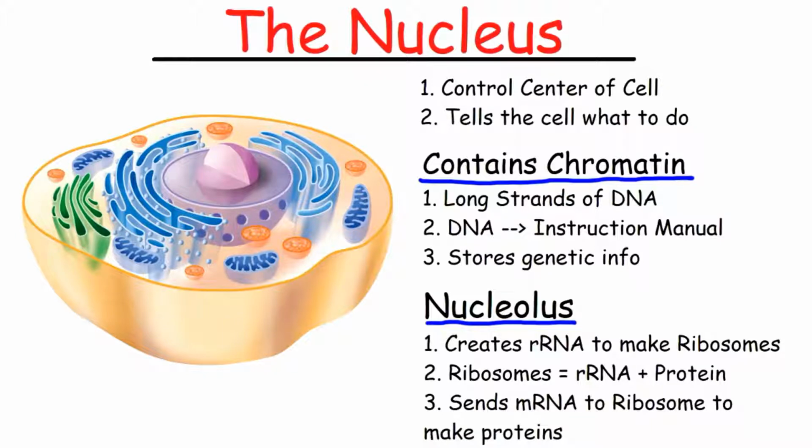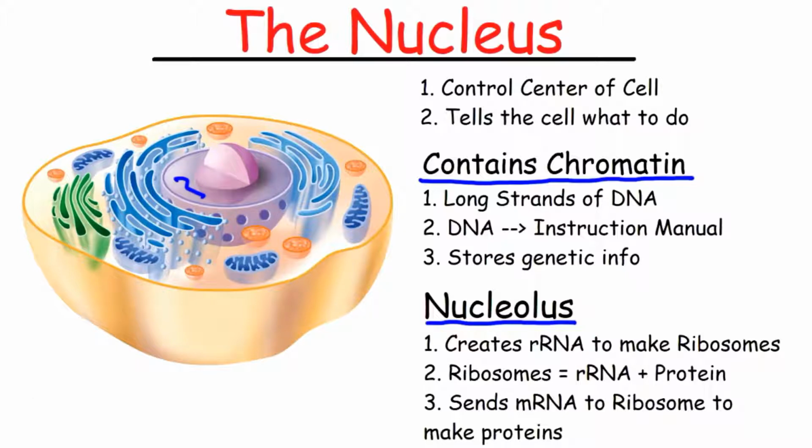like that. Now, in the nucleus, in this region, you have long strands of DNA known as chromatin. And the DNA is basically the instruction manual or the blueprint of the cell. It stores the genetic information of the cell. And so within the DNA, you have the instructions on how to make the proteins, how to make the individual organelles of the cell, and what they need to do.